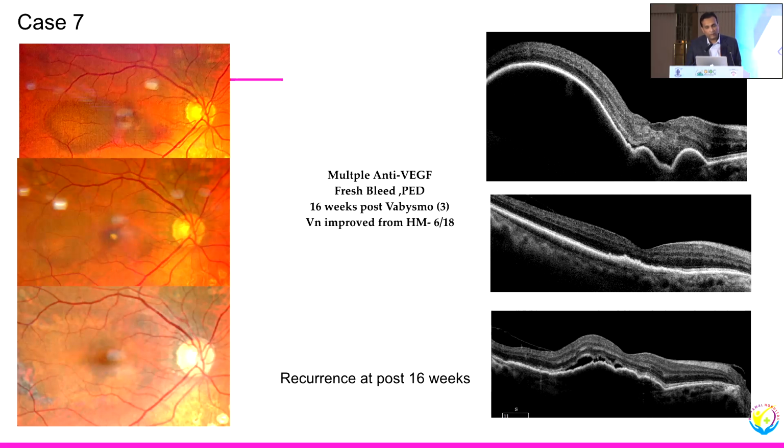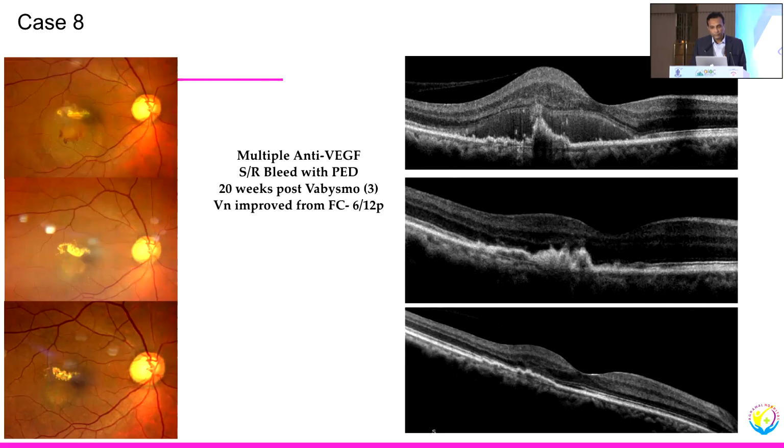And this is after 3 injections, loading doses of Vabysmo, 16 weeks. The second OCT is after 12 weeks, and the third OCT is around 20 weeks post Vabysmo, and there was a recurrence after 20 weeks. So the patient maintained the flattening of the PED without any recurrence of the bleed at 16 weeks. But at 20 weeks, we injected the 4th dose of Vabysmo because there was a recurrence.